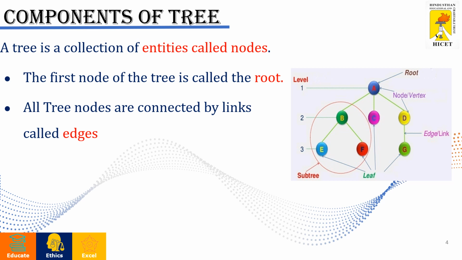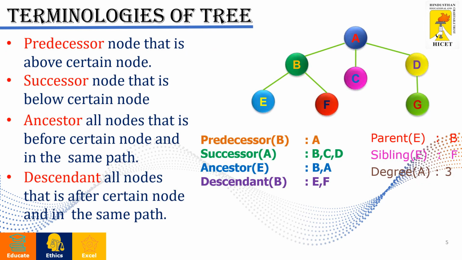Each node can be referred to as a node or a vertex. All these nodes are connected through edges. So you have here A, which is the root node. Then next we'll see the terminologies of tree.